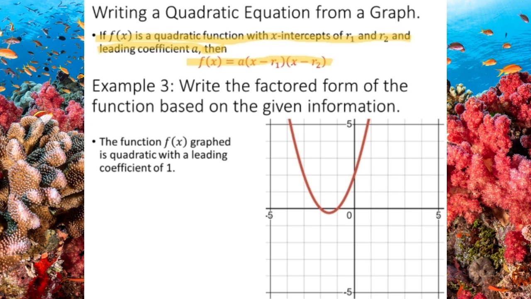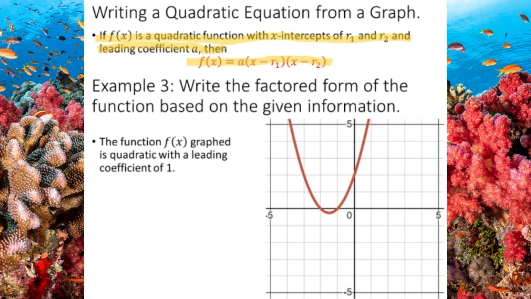Now this form, f of x equals a times x minus r1 times x minus r2, is referred to as the factored form of the quadratic function. If we take a look back at the previous examples, those were all in factored form, making it much easier to solve for x. So now we'll turn our attention to example 3, where we're going to write the factored form of the function based off the given information.